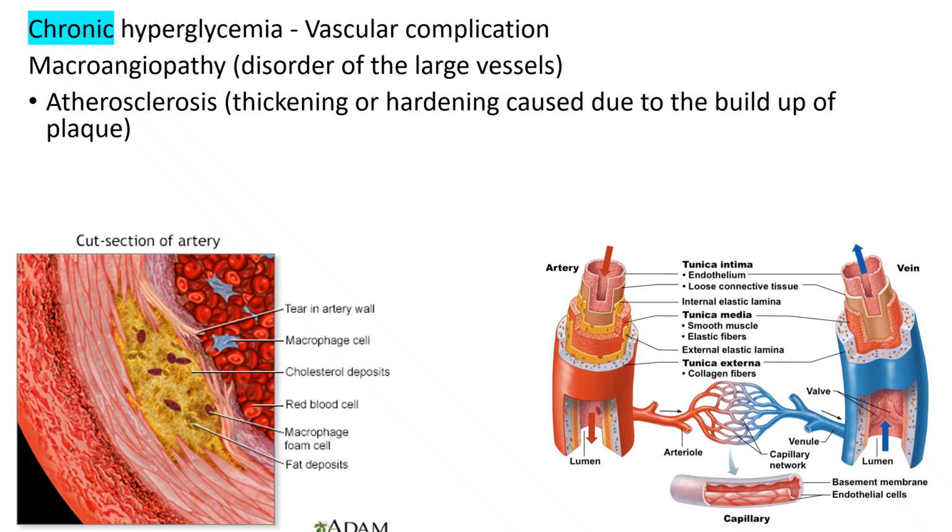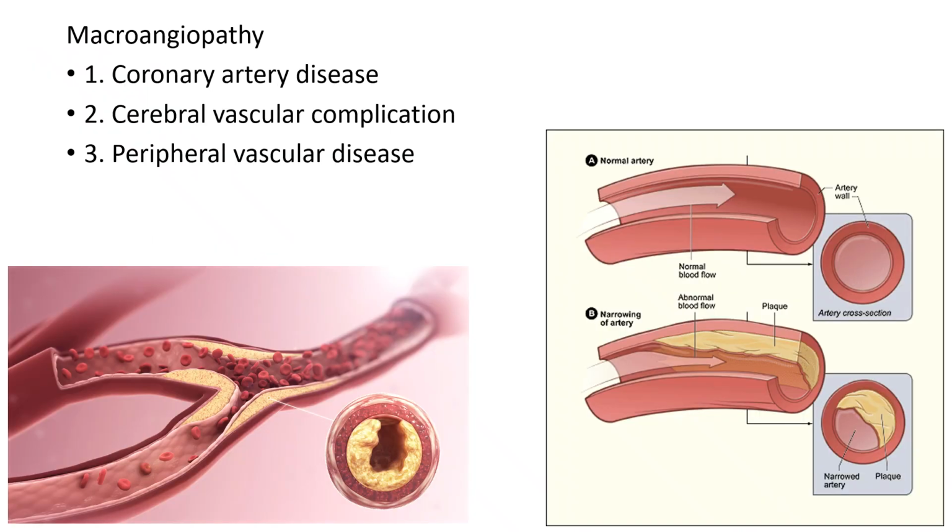Now, we can separate this into big vessels and little vessels. So the first one we'll look at is big vessels, macroangiopathy. In this case, the big vessels are going to become clogged, or they're going to have a buildup. They're going to be hardened and thickened, and it's going to form something that's called a plaque. We call this arteriosclerosis. So this arteriosclerosis is going to be located on all of these large vessels.